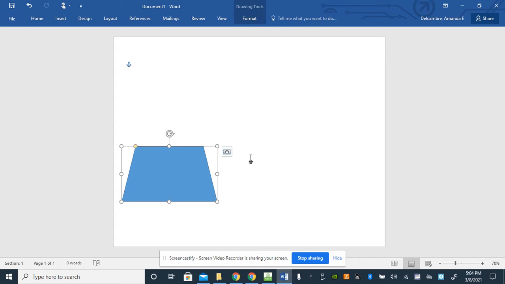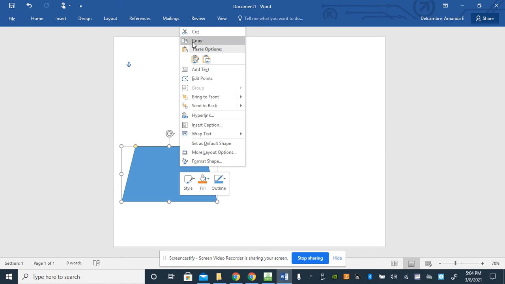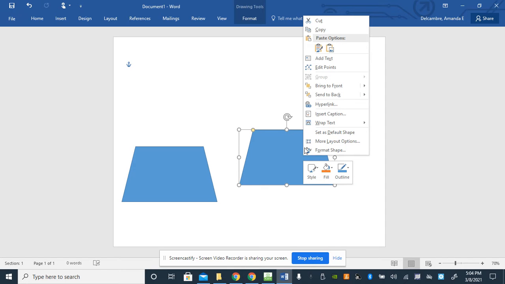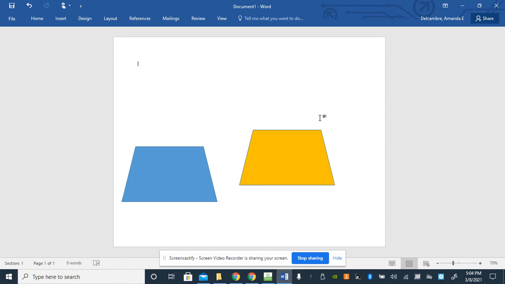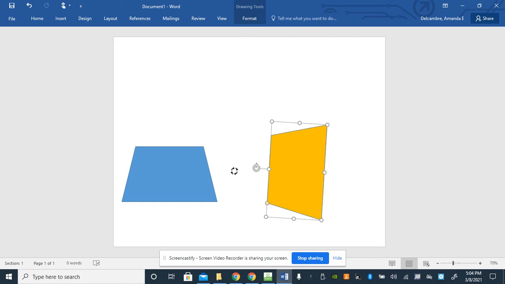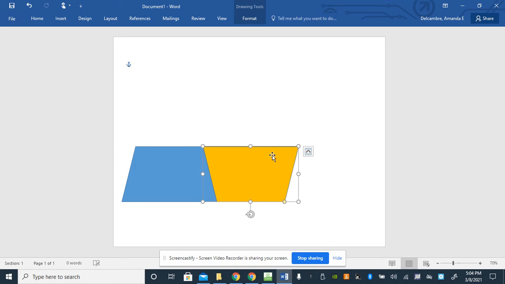All right, and I'm going to duplicate it. I'm just going to come up here, copy it, and paste it. And I've got another little trapezoid, and I'm going to make it a different color. I'm going to fill it with this orange. Okay, so now I have this trapezoid. Now, if I rotate this trapezoid and slide it on over and match it up, I get a parallelogram, whose formula is base times height.